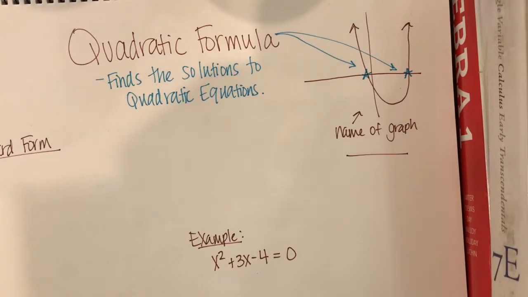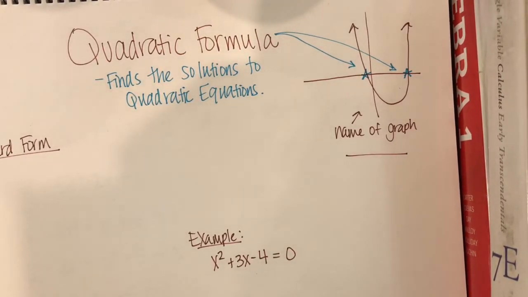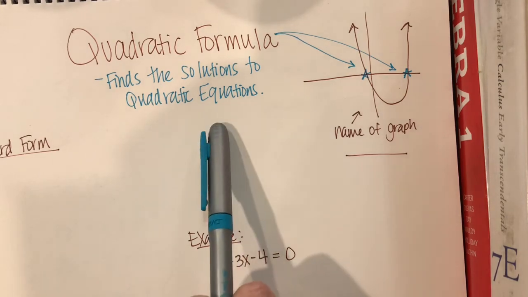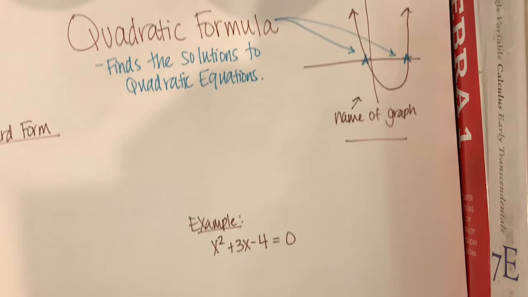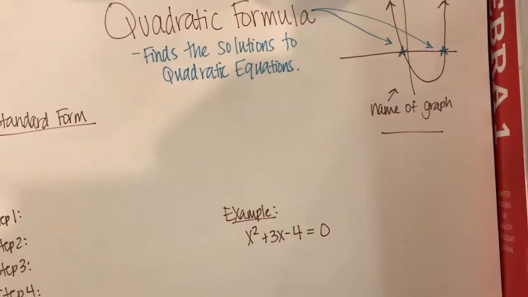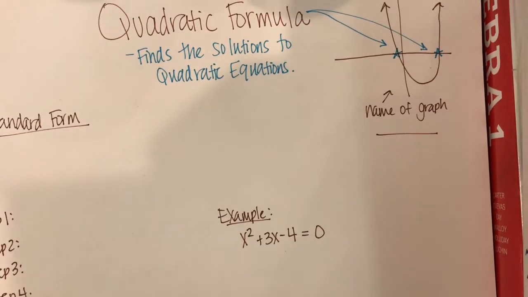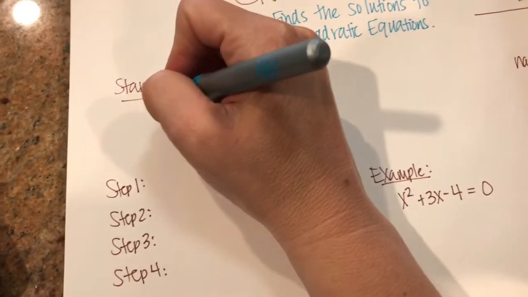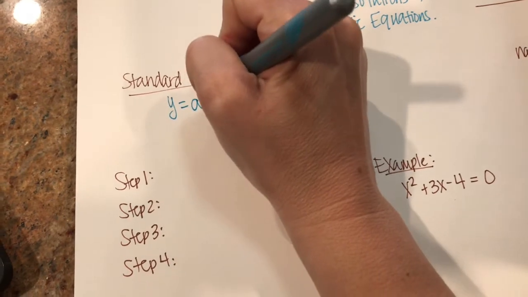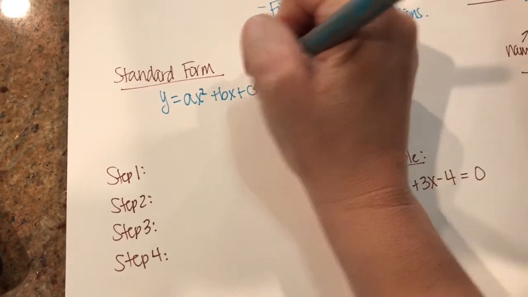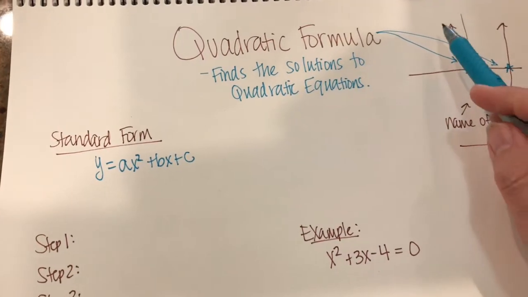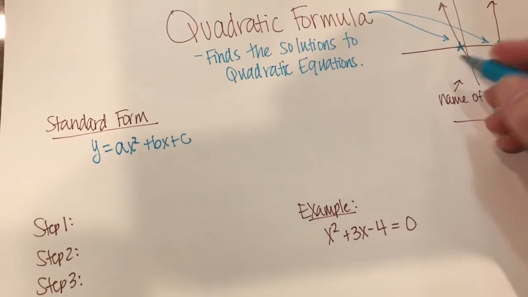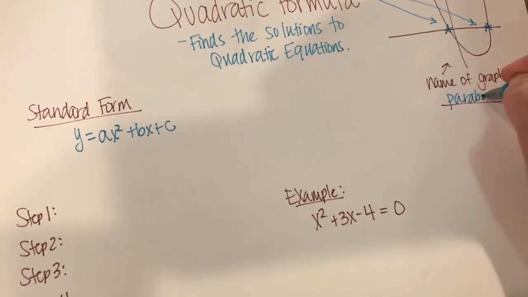The quadratic formula is something new we're going to learn today, and it finds the solutions to quadratic equations. You know a quadratic in standard form, because that's what we've been talking about this whole time. That's when you have an equation in the form y equals ax squared plus bx plus c. So that's called standard form. And we've been graphing these a long time; the name of the graph is called a parabola.